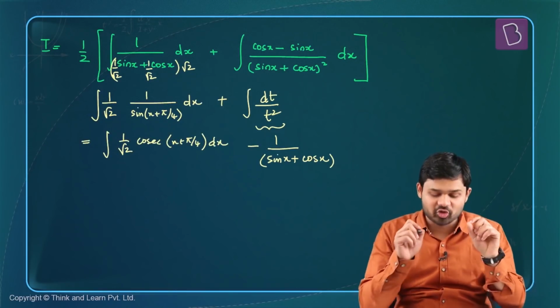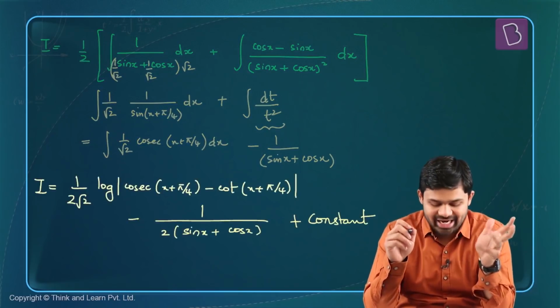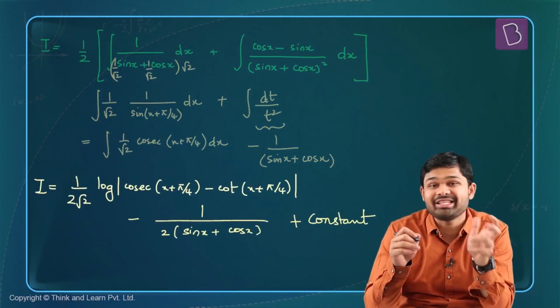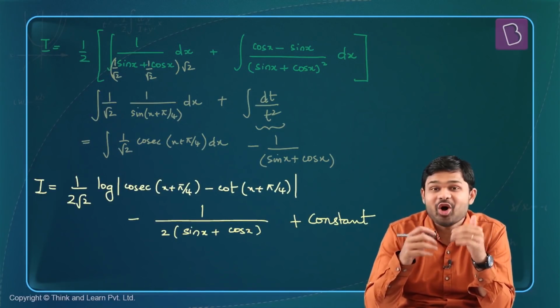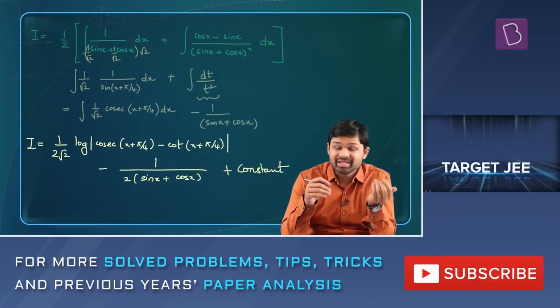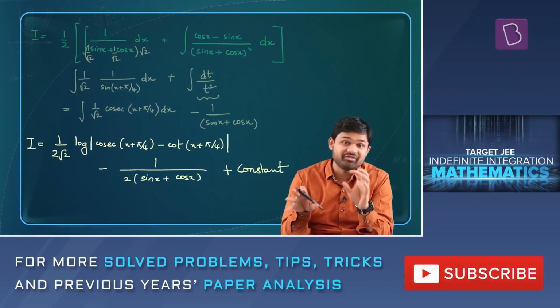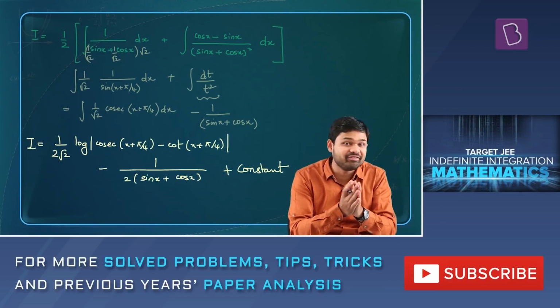Well, the integral of cosec is log of cosecant minus cot. So we get the log of cosecant x plus pi by 4 minus cot x plus pi by 4 term, and we also get the 1 over sin x plus cos x term from the other side. So we have now actually got the answer which matches the format of the answer given in the question.